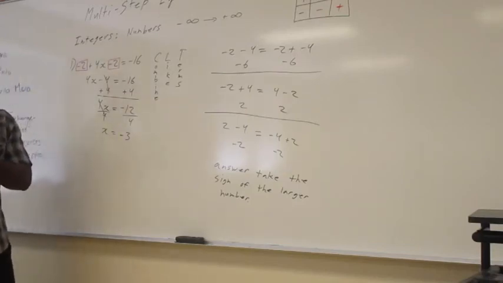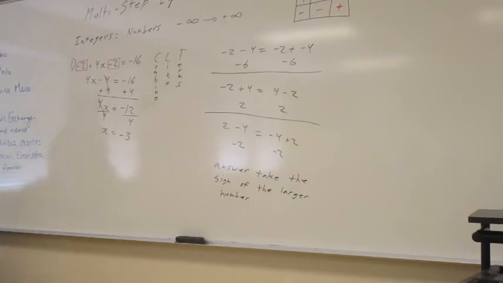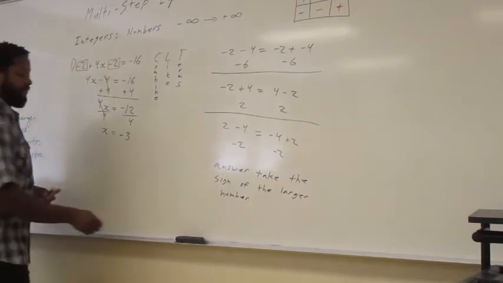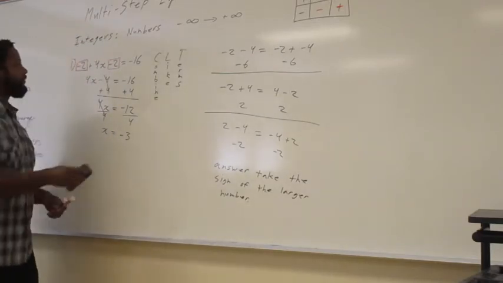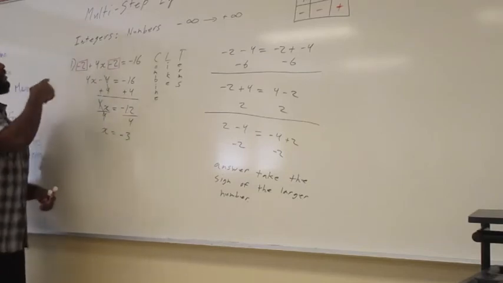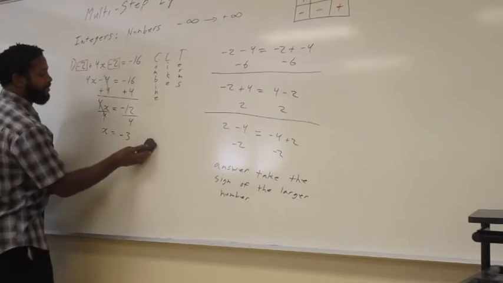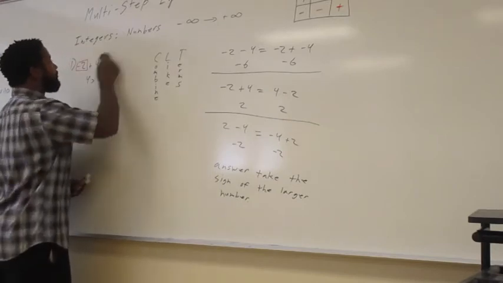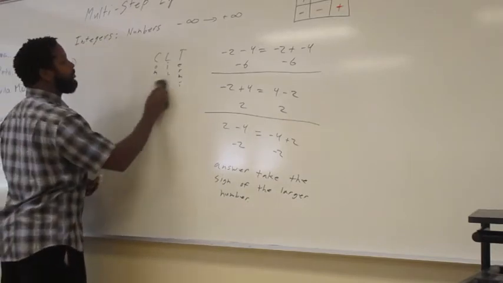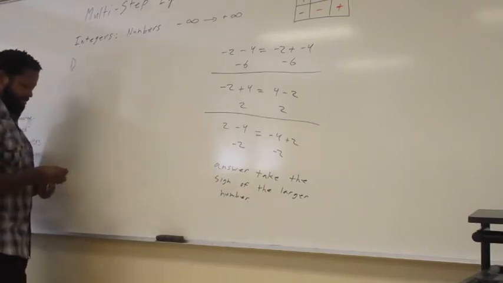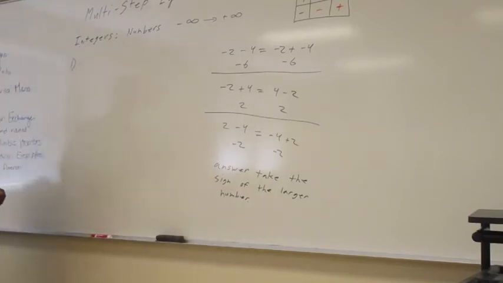Want to do another one? Yes. All right. Number 2 and 3. Let's do number 3. Because if you notice, number 1 and 2 have a variable just on the left side. Number 3 and 4 have a variable on either side of the equal sign. You do them the same exact way.